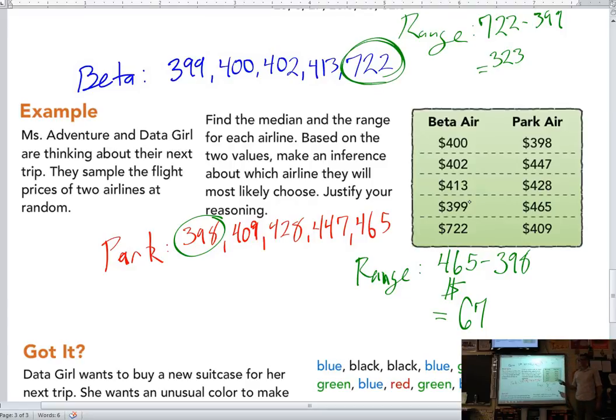Better be luxury. So, who would you probably choose? Park Air. They are nice. Depending on the review, and if they have scorpions on their plane or whatever. But, yeah, we'd probably deal with that.